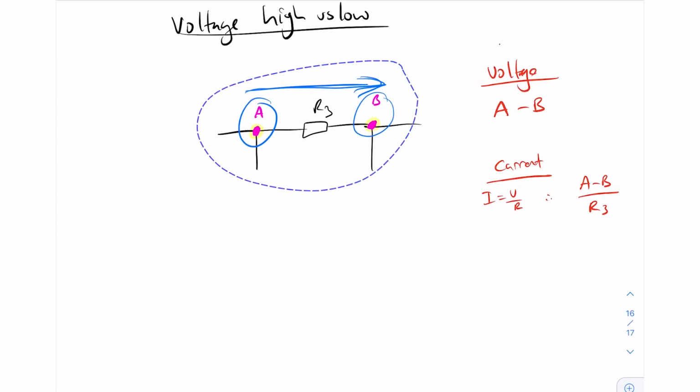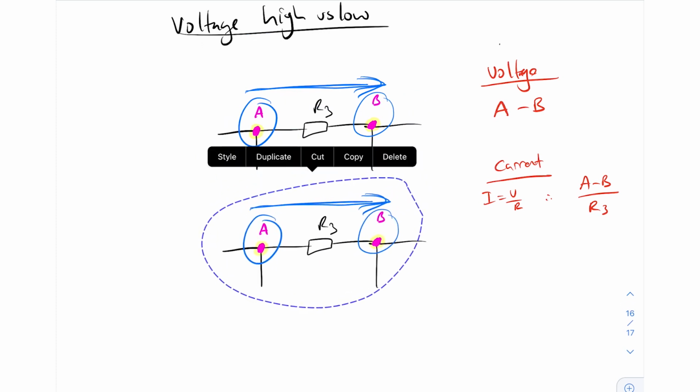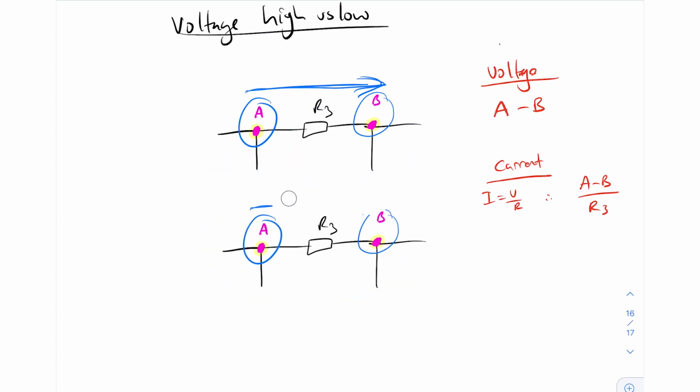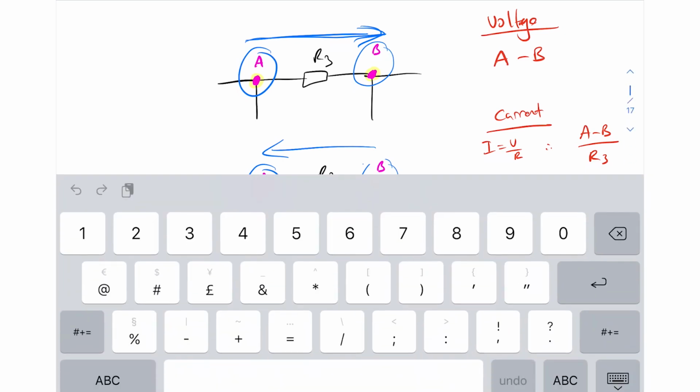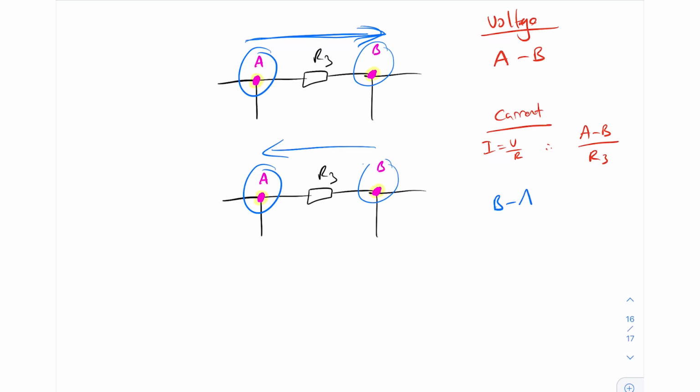So let's copy this again, and I'll do one more example. If we say that the current is flowing this way, when we do nodal analysis, we'll always label all of the current directions first. It's arbitrary and it doesn't matter, because when you're working out your equations, if you end up with a minus, you'll know that you labeled the current the opposite way. But if you label the current going this way, then in this example the voltage would be B minus A, and so the current would be B minus A divided by R3, and that will equal the current, let's say I3. Cool.